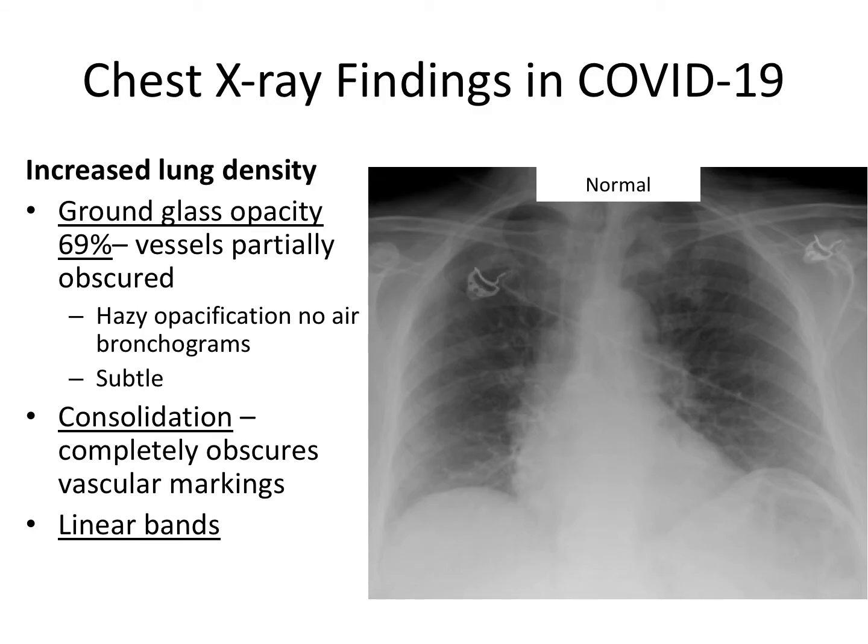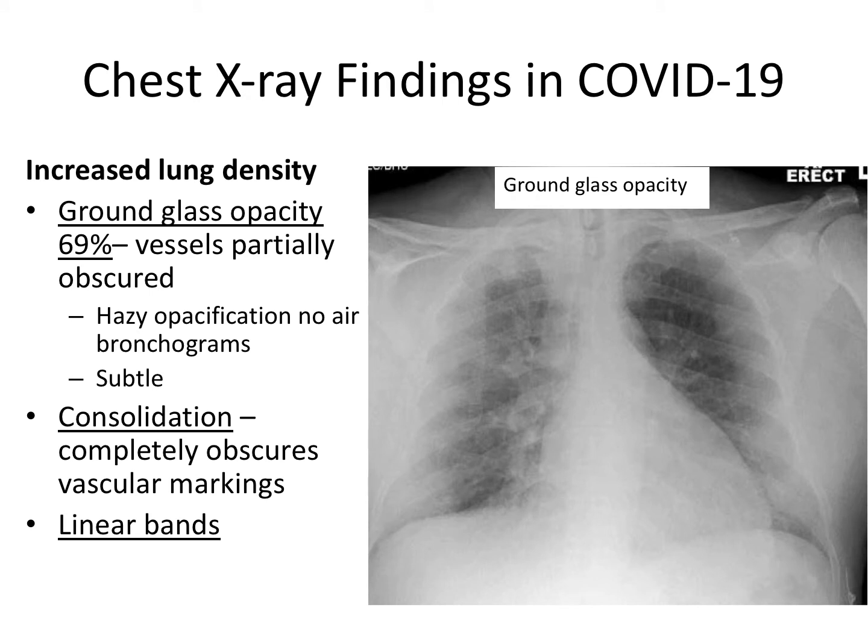The chest X-ray, typically in COVID, is going to show increased lung density. That density may be subtle increase in density, which is called ground glass opacity, when we can still see interstitial markings or vascular markings separate from the areas of increased lung density. The X-ray you're looking at there shows normal vessels streaming out into normal lung. We can clearly see the vascular markings.